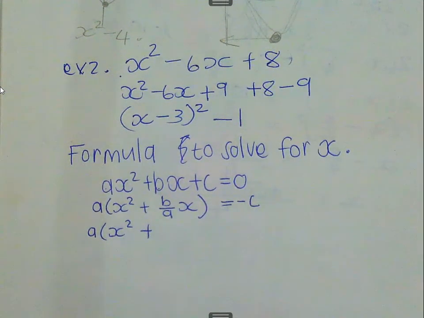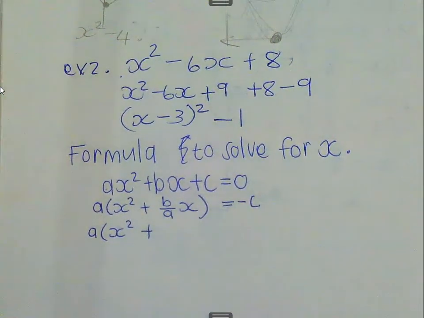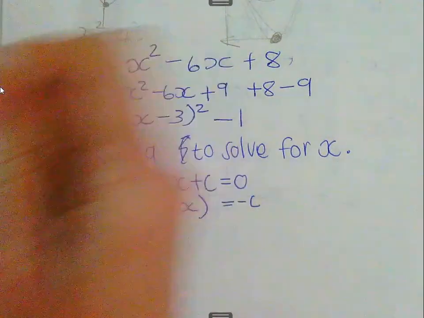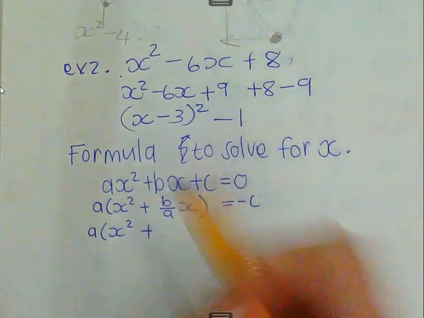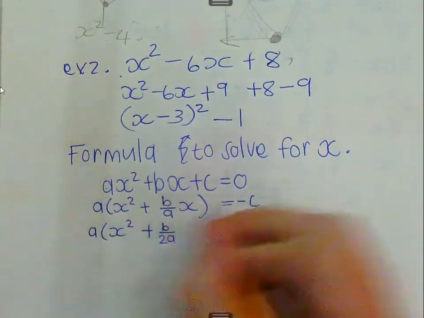Does that make sense? What is that thing going to look like? B over a divided by 2 squared. Where's the 2 going to be? It's going to look like this. B over 2a.